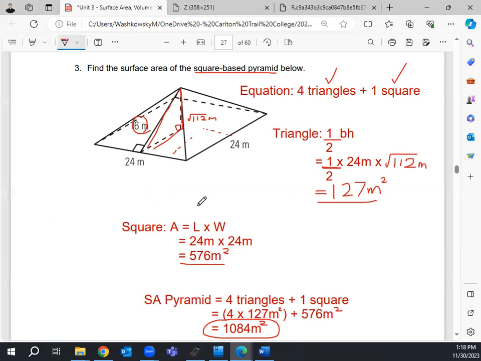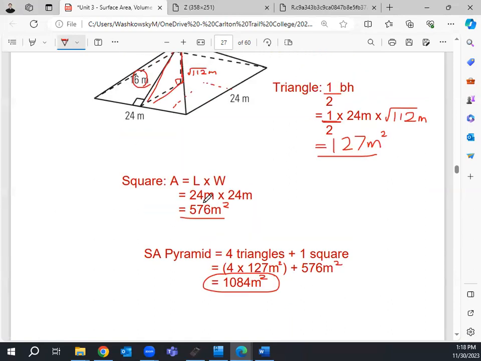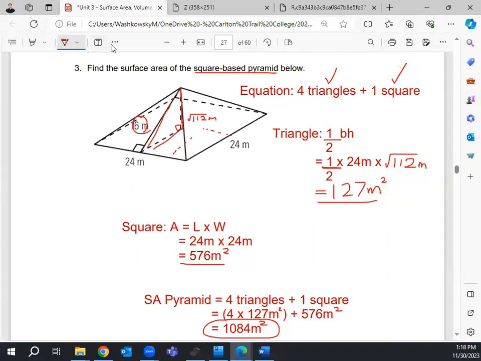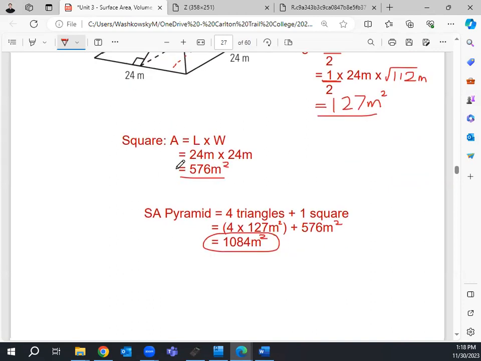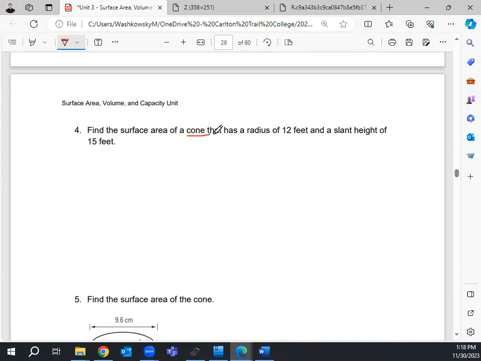Okay. So this one, like I said, the math itself is not that difficult. It's just we really have to think the problem through. So now this next question here is, I have a cone that has a radius of 12 feet. Again, look at what that is. Is that the radius or the diameter? What's it telling you? Has a radius of 12 feet and a slant height of 15 feet.